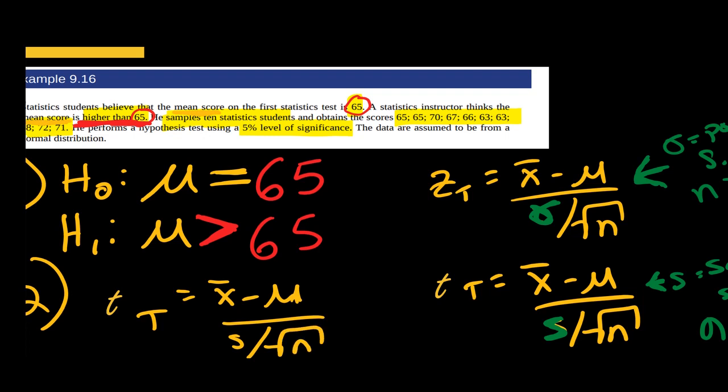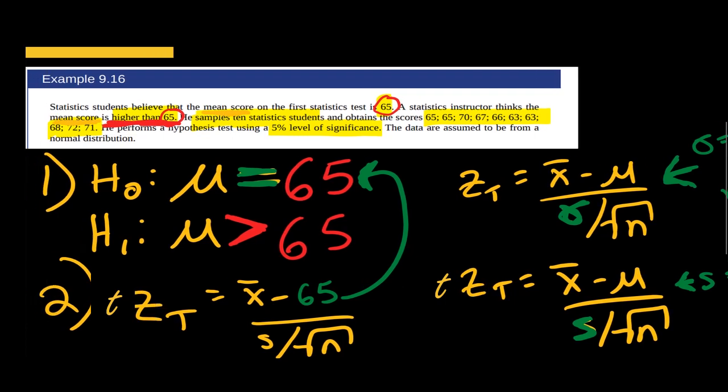Well, one thing I can plug in is mu, because mu is always going to come from the null hypothesis. That's why the null hypothesis has to have this equal sign. So instead of writing mu, let me erase that. I'm going to write 65. Okay? That always comes from the null hypothesis. Always, always. Now, what is x bar?